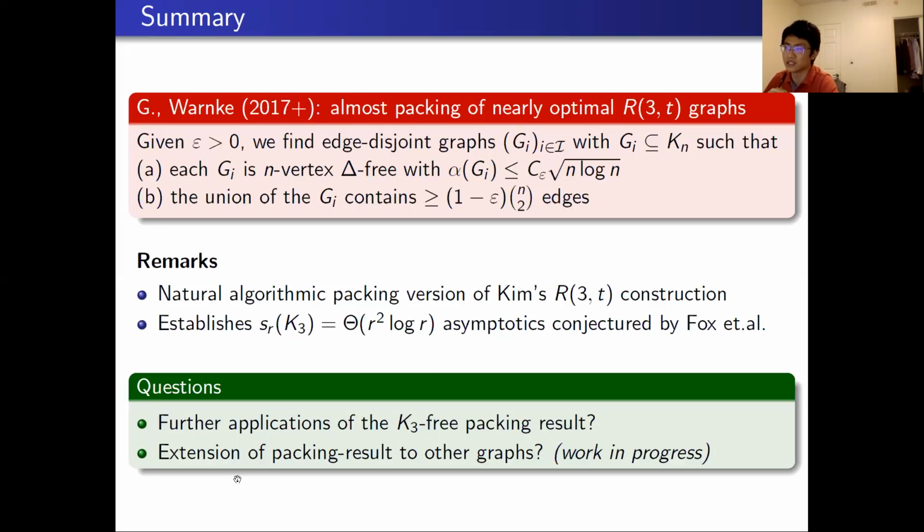The second question is that here we pack objects that are triangle-free and have controlled independence number. So is it possible to extend the packing result to some other kind of graph with some other properties? That is some of our work in progress. Let me stop here. Is there any other question?